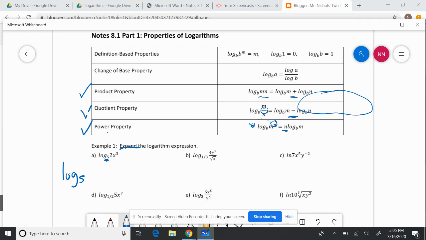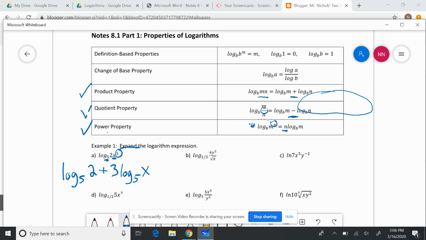Because the 2 and the x are multiplying, we're going to add them. So we're going to put the log base 5 again, and we're going to put x. Now you may have noticed that we have a 3 as the exponent. The 3 is in front of the x, so when we expand it, we're going to put the 3 in front of the log.